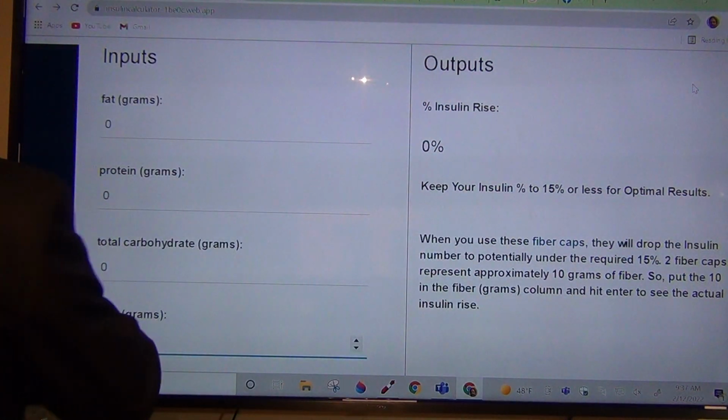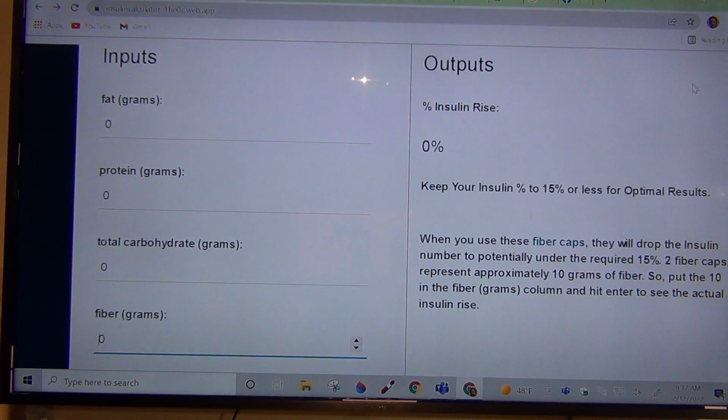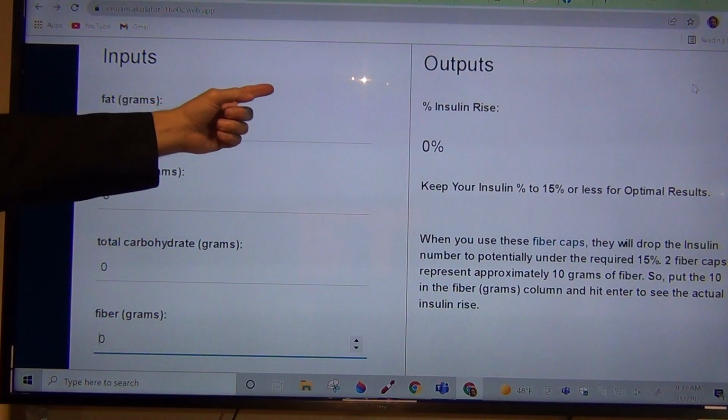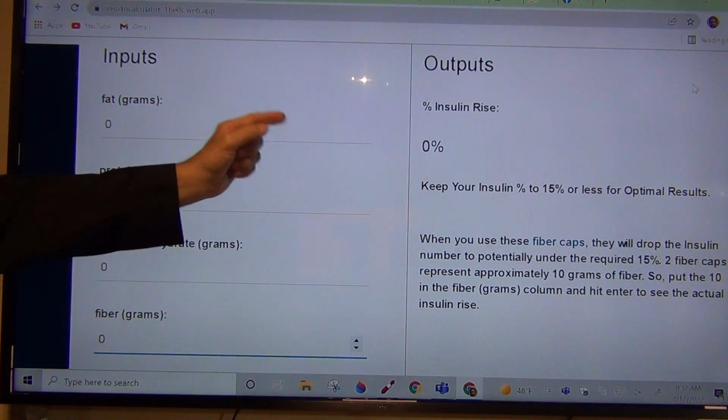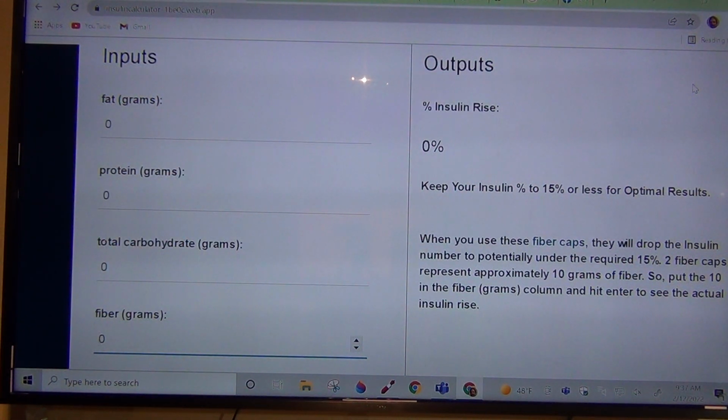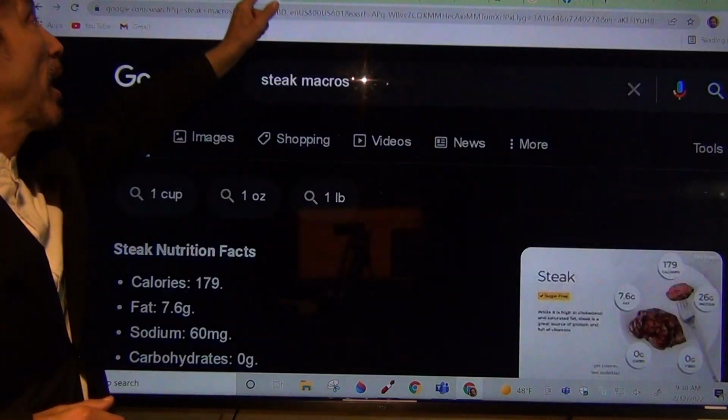Right over here behind me, of course, is the insulin calculator, and we will use the inputs as fat grams, protein grams, total carbohydrates, and fiber. That gives us the output over there with the insulin rise. Of course, it should be 15% or less if we want to reach our goals for weight loss and or health. If we want to stay healthy, we got to keep that insulin 15% or less. So let's go back in here and let's see exactly how we do that.